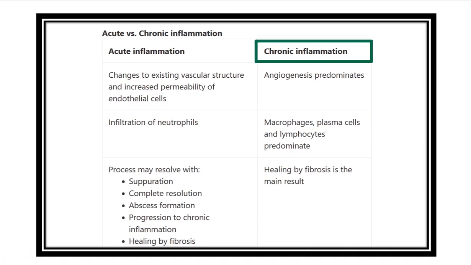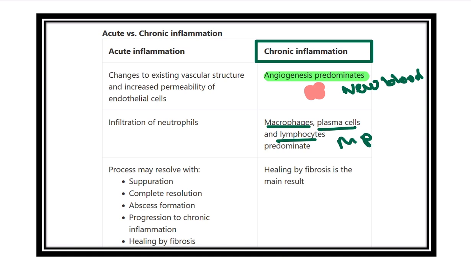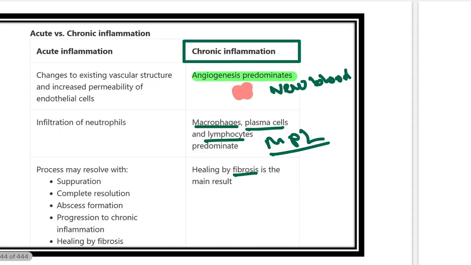This is the chronic inflammation. In case of chronic inflammation, angiogenesis is predominant. That means there is the formation of new blood vessels. Also, macrophage, plasma cell, and lymphocyte are found, which in short is MPL, and it heals by fibrosis. So it is the chronic inflammation.